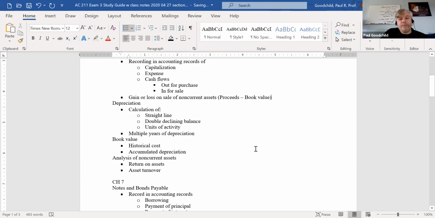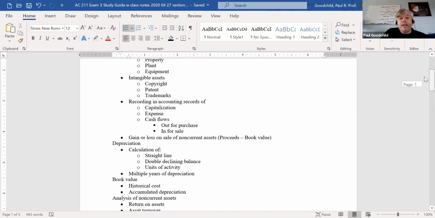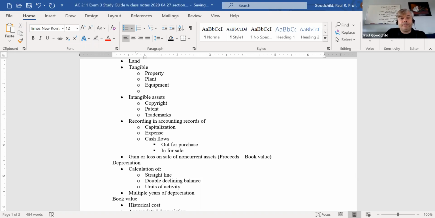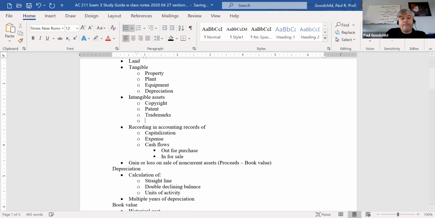Just got a question here in the chat. What's the difference between depreciation and amortization? Depreciation is for tangible assets and intangible has amortization. Good question.